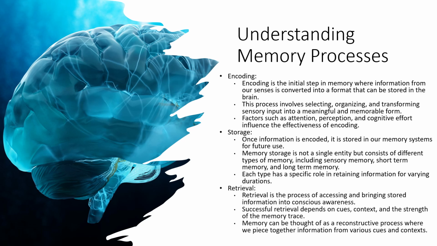The last one is retrieval. Retrieval is the process of accessing and bringing stored information into conscious awareness. Successful retrieval depends on cues, context, and the strength of the memory trace. Memory can be thought of as a reconstructive process where we piece together information from various cues and contexts. Understanding these three processes is crucial for optimizing memory function and enhancing learning and problem-solving ability. In the following slides, we will explore each of these processes in more detail.